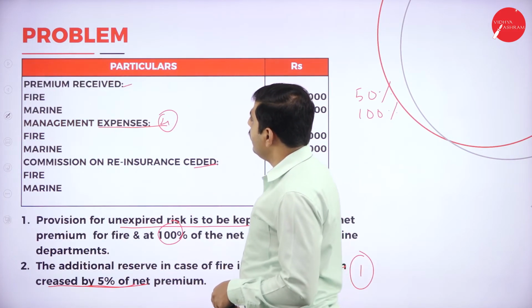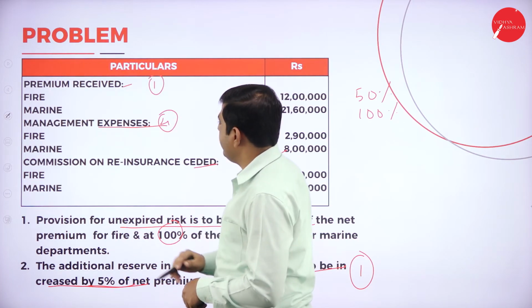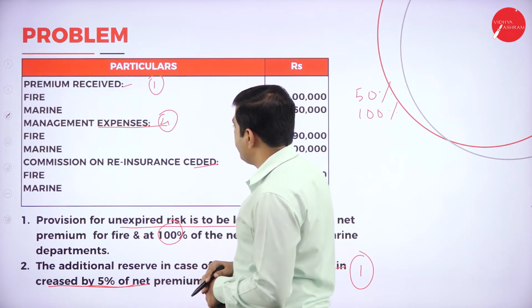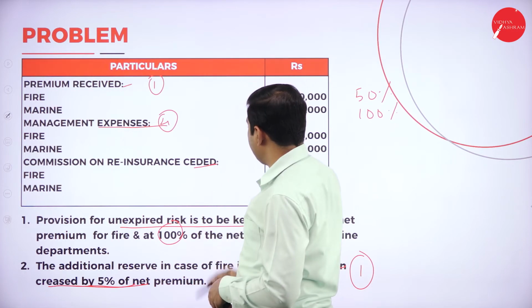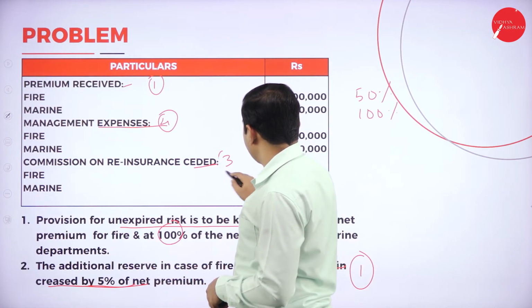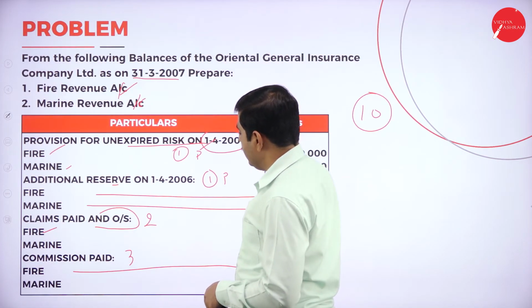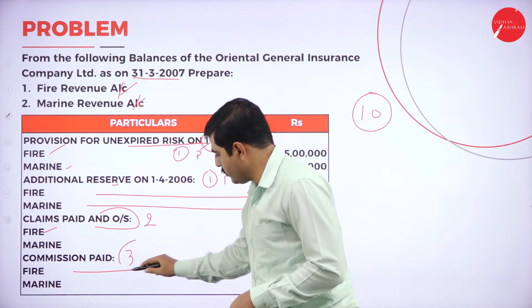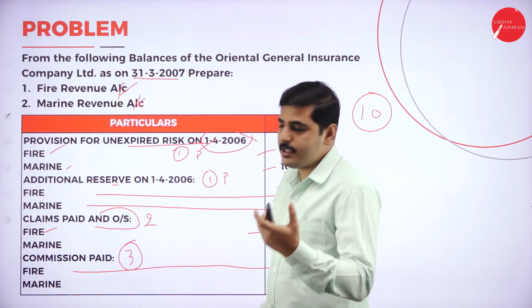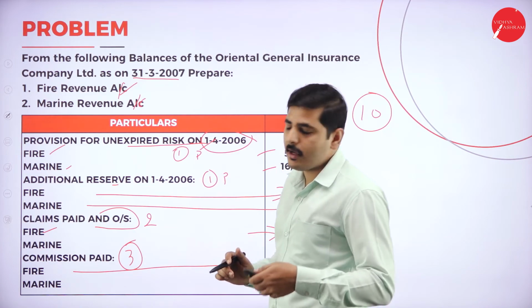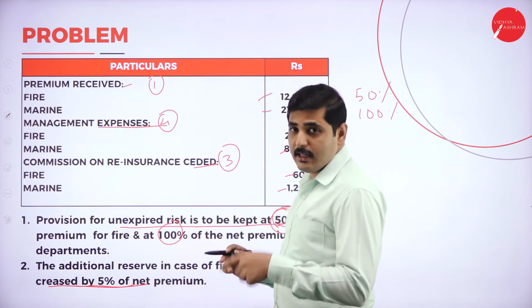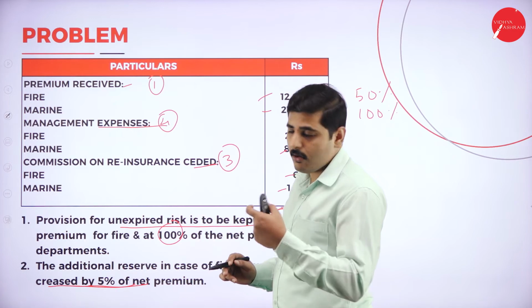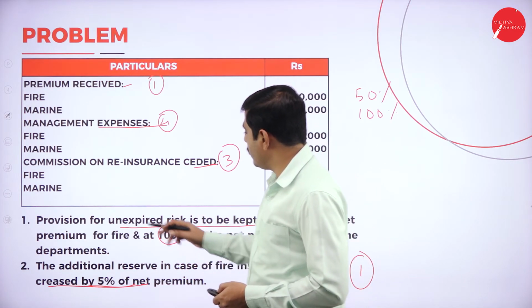Again, premium, schedule number 1, premium. Next one, management expense, schedule number 4, and commission on reinsurance, again you have to show it in schedule number 3, commission. So like this, you have to understand which item should go to which schedule. Then only we can do the problem. Even in the LIC also, you have to learn all the schedules by heart. Okay. Next one, look at the adjustments.